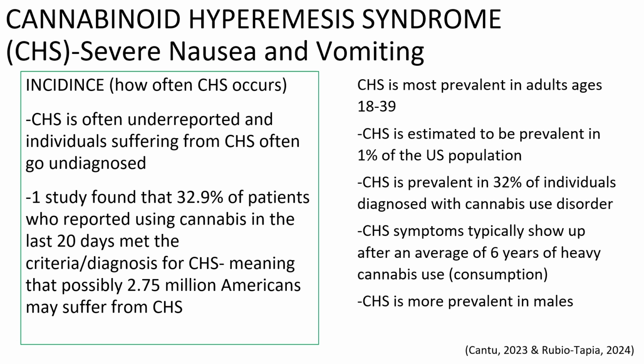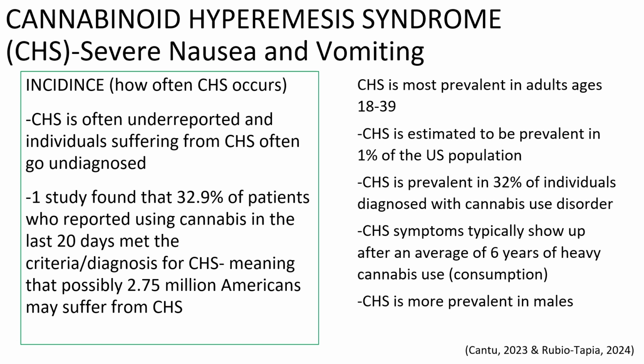CHS is often underreported, and individuals suffering from CHS often go undiagnosed. One study found that 32.9% of patients who reported using cannabis in the last 20 days met the criteria for diagnosis for CHS. CHS is most prevalent in adults ages 18 to 39. It's estimated to be prevalent in 1% of the U.S. population.